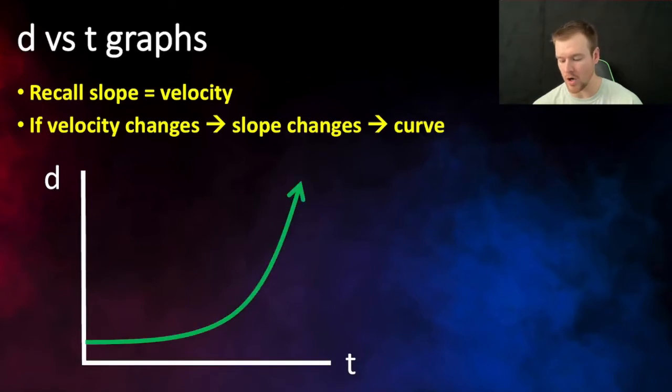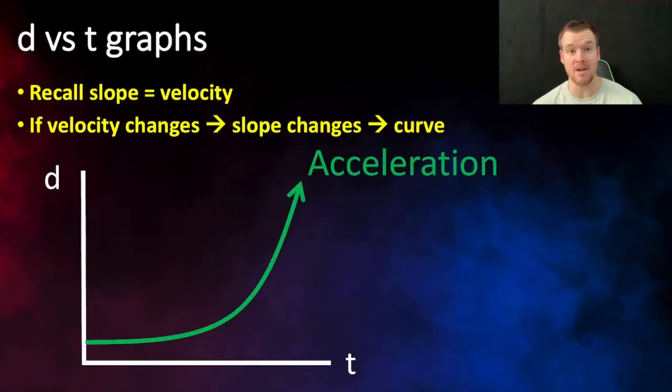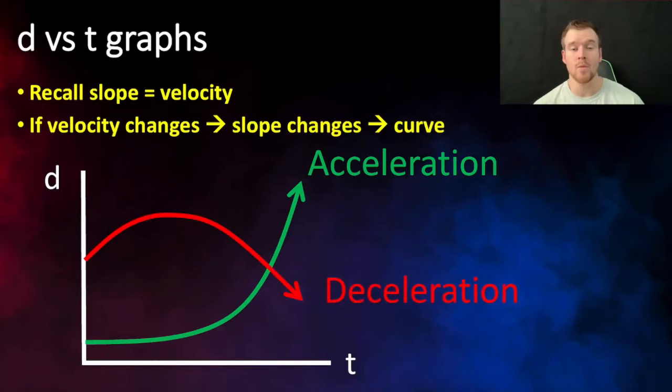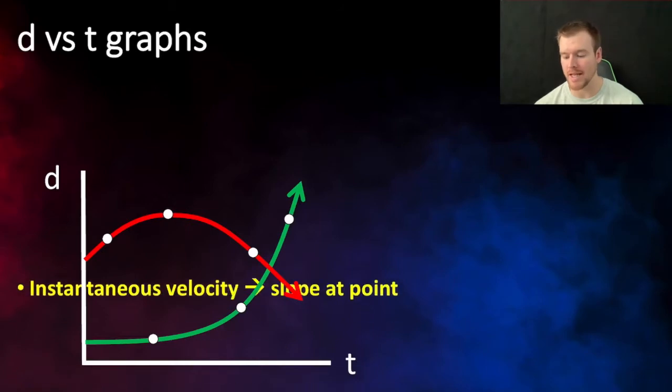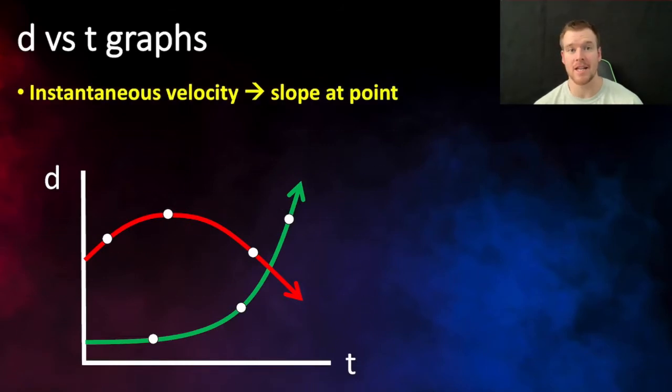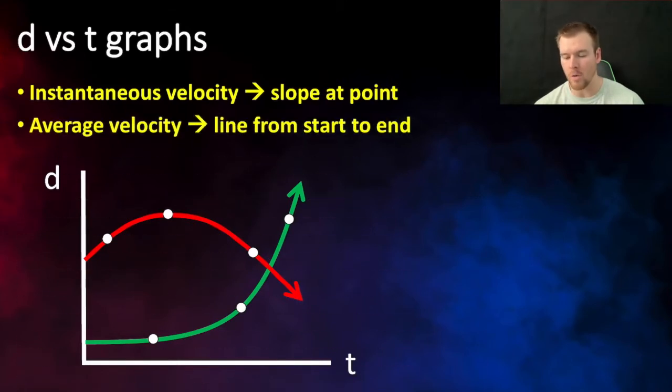So we get a curve going up like this, which is going to be acceleration or speeding up, or we could get a slope looking like this, which is curving downwards, which is deceleration or acceleration in the negative direction. Now, when we have a curve like this on a position versus time graph, it can ask you for two things. It can either be talking about the instantaneous velocity, which means the slope at a certain point on that curve, or it can be talking about the average velocity, which is a line for the slope from the start of that motion to the end of that motion.